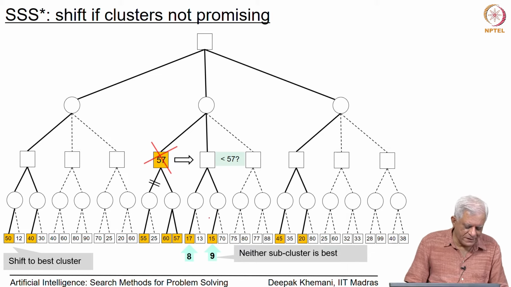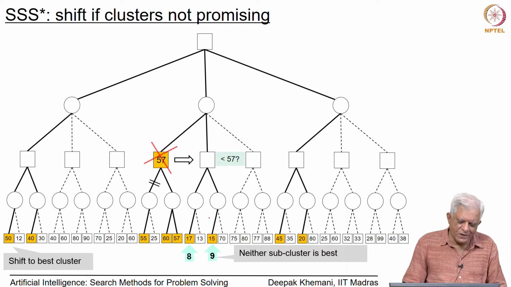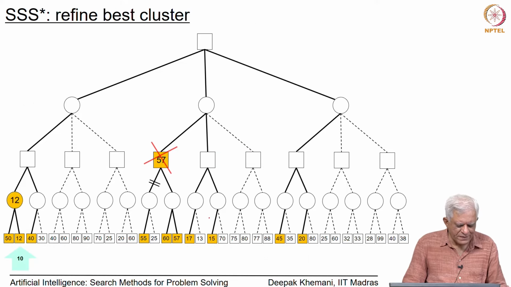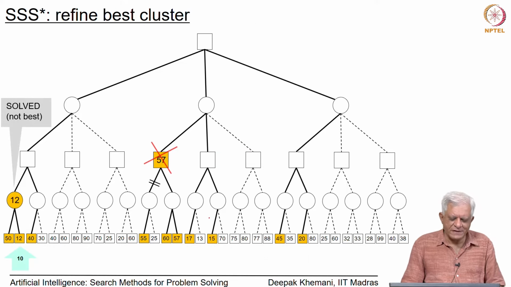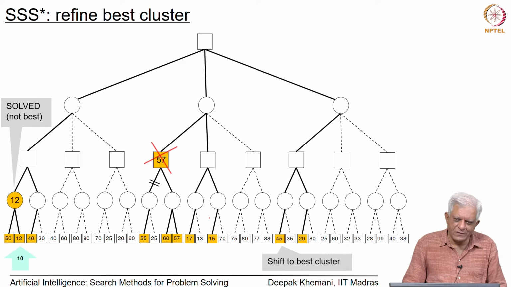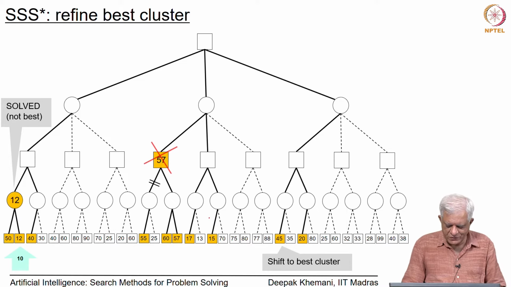Remember, what does refinement mean here? Because it is a max solved node, add its sibling and compute its value. In this case, it is a horizon node. So, its value is immediately determined to be 12 and the value of this particular cluster has now gone down to 12 essentially. It started with 50, but now it has become 12 because we have refined it further, we have looked at a sibling of that node. But this value of 12 is now no longer the best, the best value is here at 45 and we will shift our attention to this node.